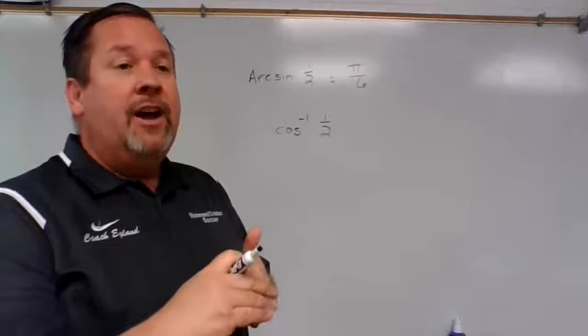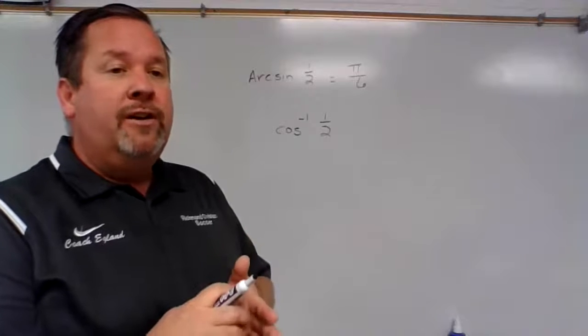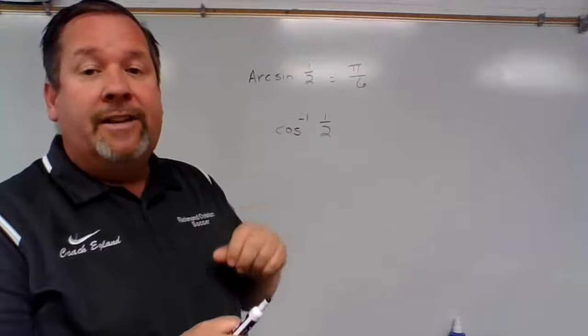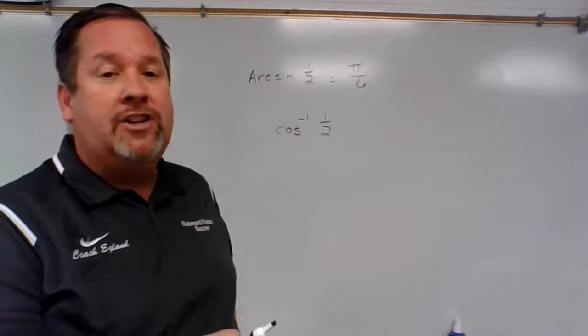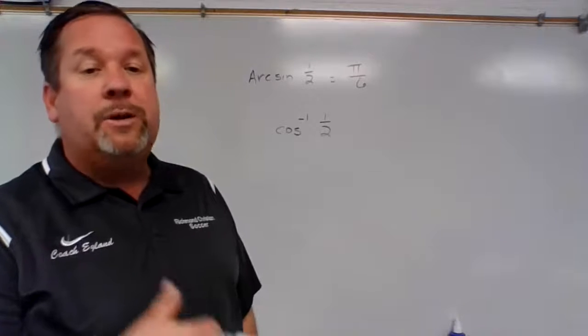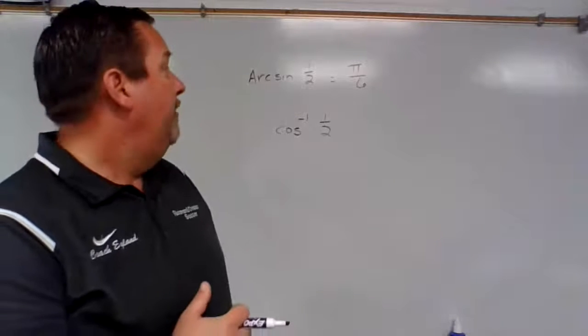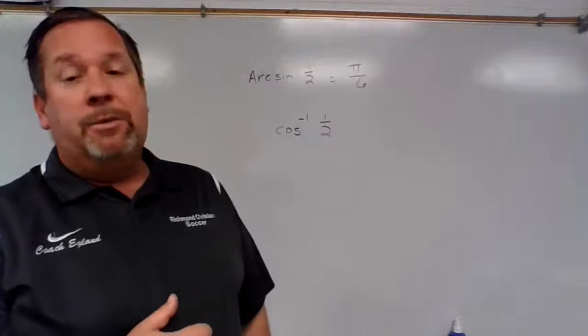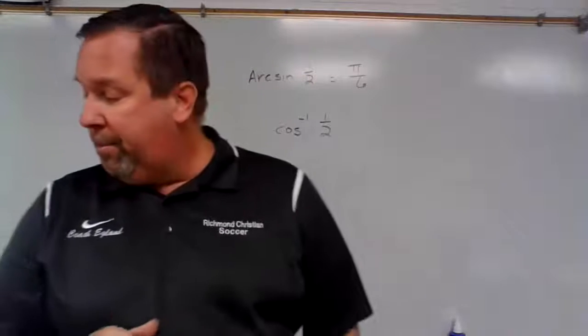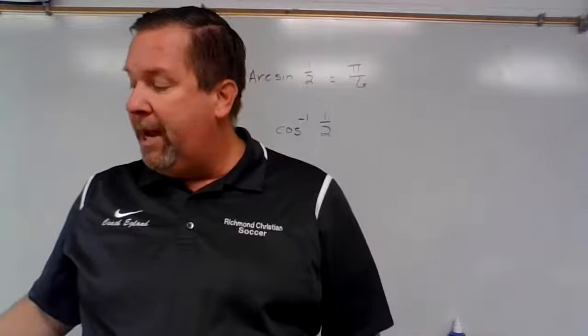But the principal values for sine and its flip cosecant, for tangent and its flip cotangent, are from negative pi over 2 to positive pi over 2. For cosine, the principal values are from 0 to pi. And we'll get to practice all of those in a little bit.